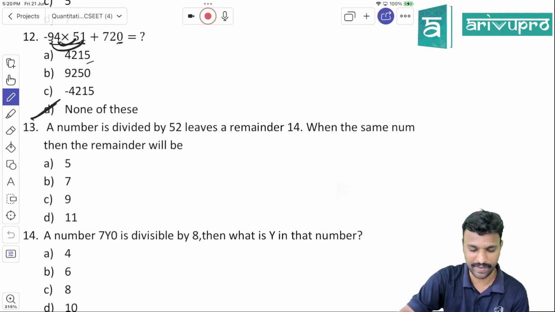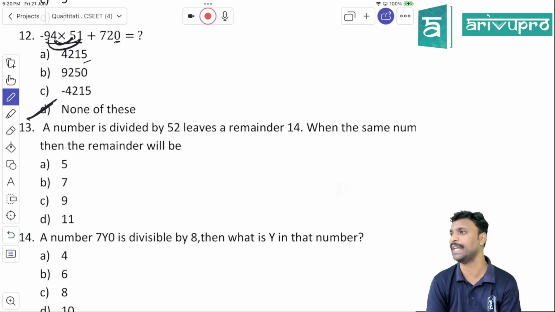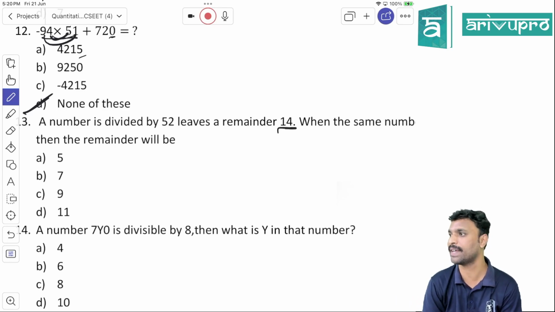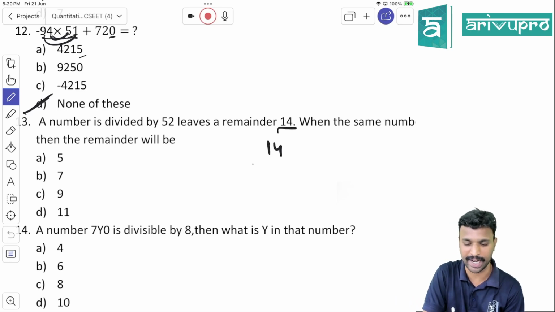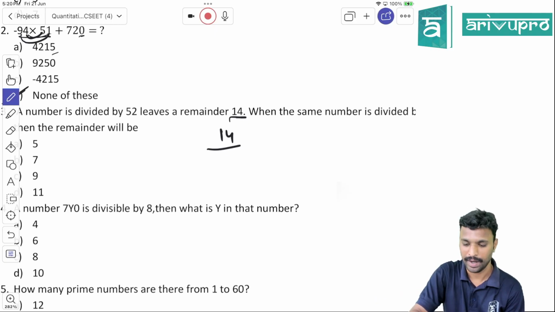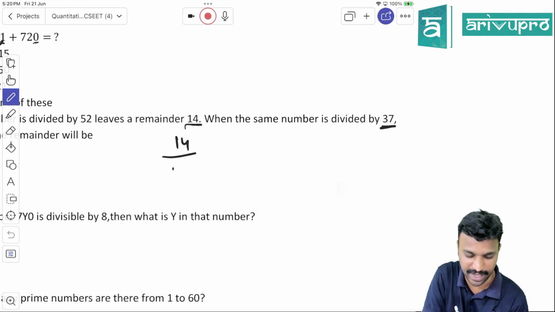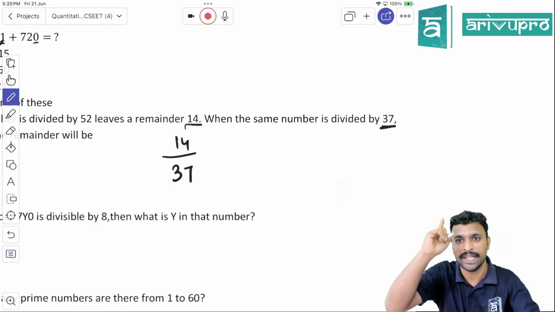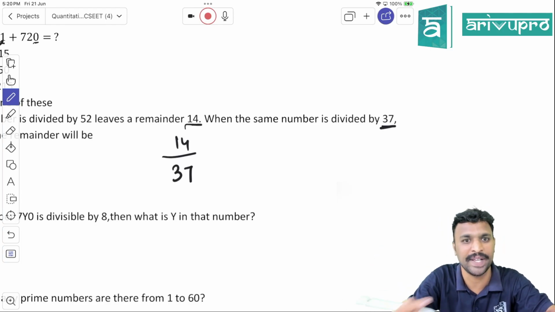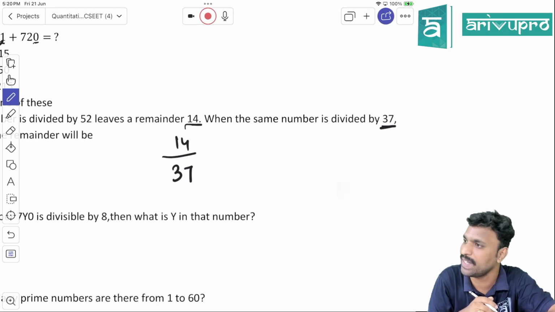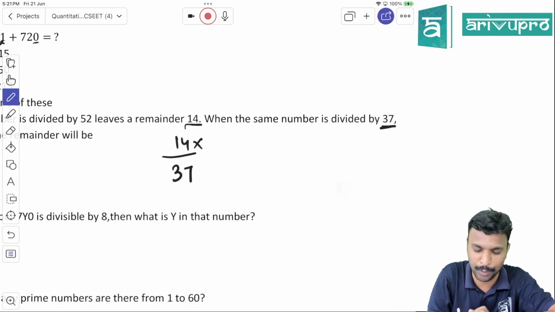A number is divided by 52 and leaves a remainder 14. This question I have solved. Take the remainder over the divisor. The remainder you have to take divided by the divisor in the second case, which is 37. In the first case, the remainder divided by the second case's divisor. So, is 14 divisible by 37? No. What to do? Multiply by 2.